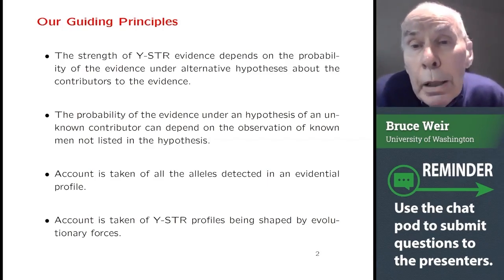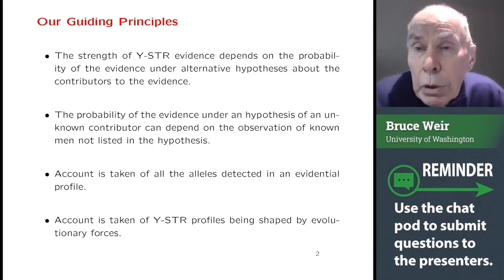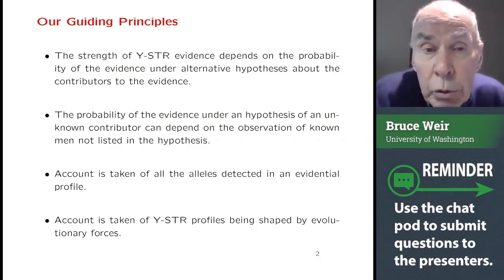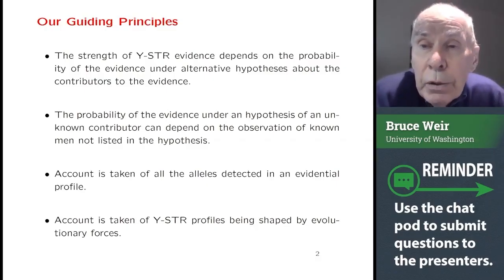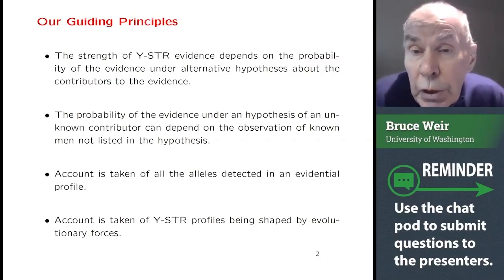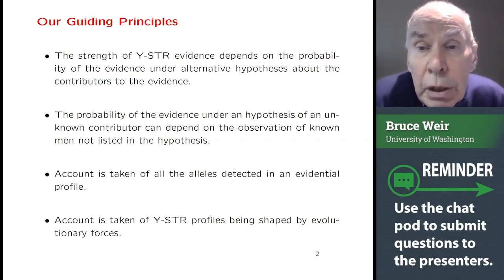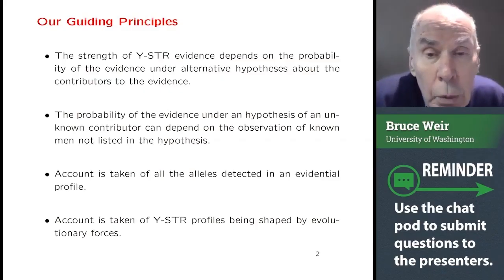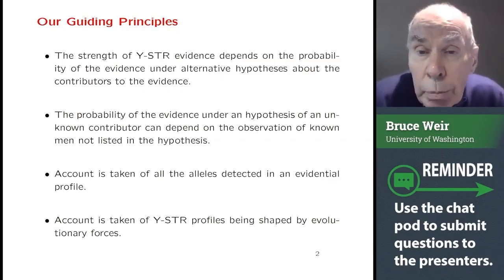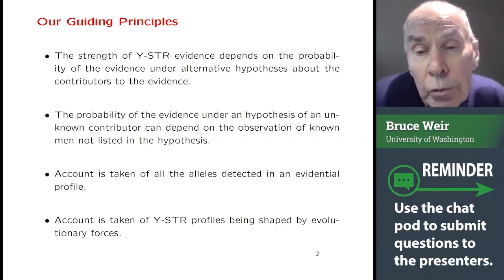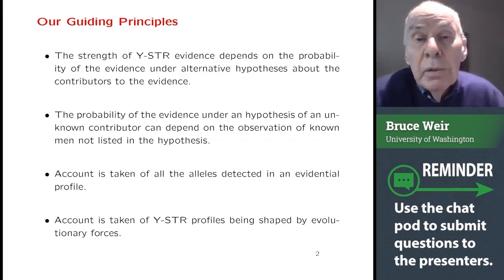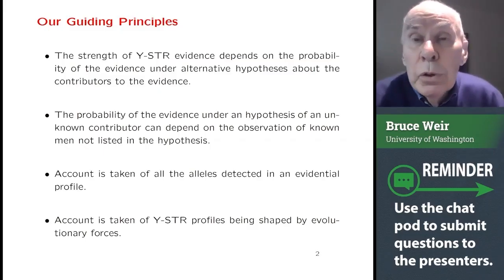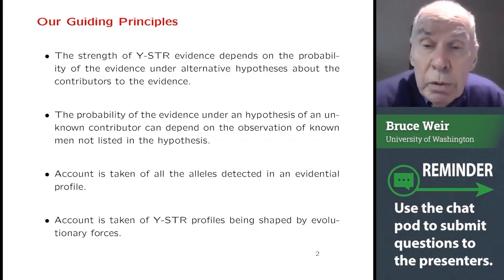And we have to keep in mind that if the hypothesis includes an unknown or untyped contributor, then the probability in fact depends on the profiles we've already seen, on the fact that someone else has been seen to have that profile. We do want to take account of the whole evidential profile, all the loci that were typed we think should be used in our interpretation. And we also would like to keep in mind that these Y-STR profiles are genetic entities. Their frequencies are shaped over time by things like genetic drift and mutation.